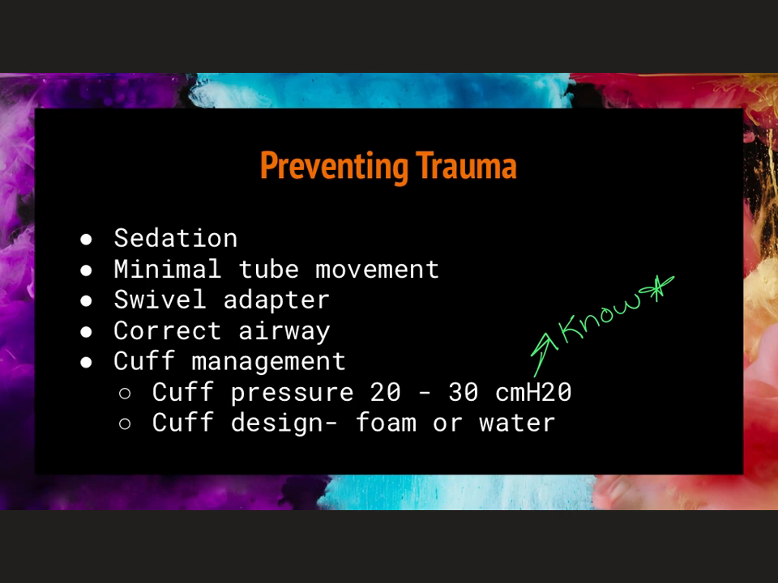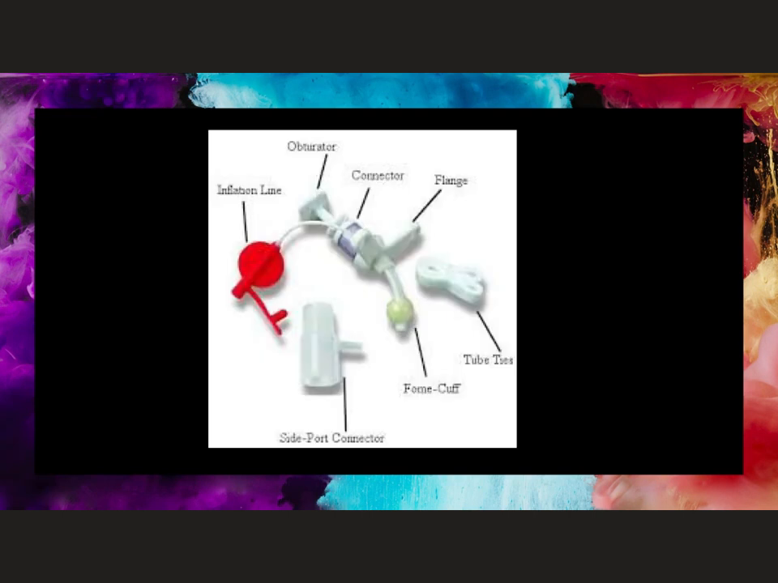Cuff design can also help prevent further damage. So there are special trachs that have foam or water, and this reduces the pressure that's on the trachea if it's just an air-filled cuff. And this is another reason we want a trach collar instead of a T-piece, because it'll help prevent trauma and decannulation. So this is a picture of a Bavona foam cuff trach.